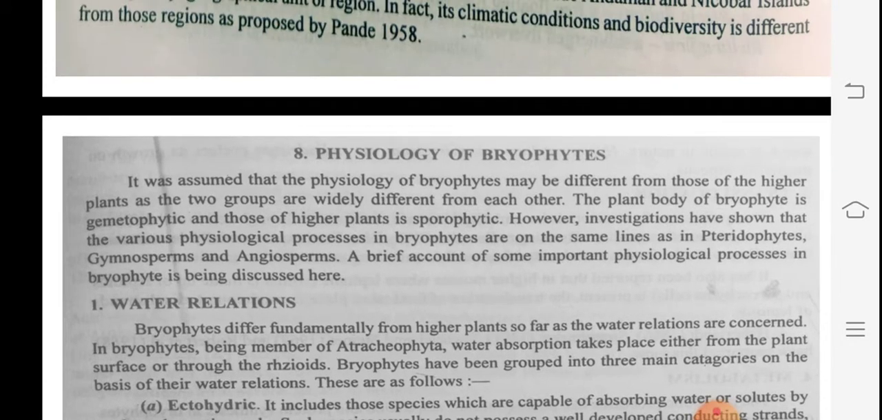Then physiology of bryophytes. In physiology, we already know there are different conditions and physiological processes, and they may be compared on the same line with pteridophytes, gymnosperms and angiosperms. So we will see that in the next lecture. Okay.